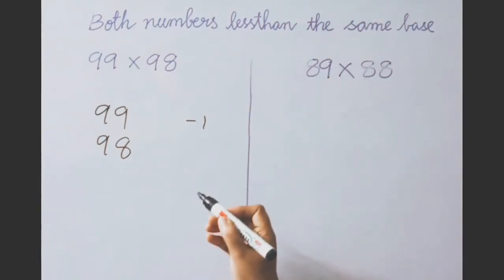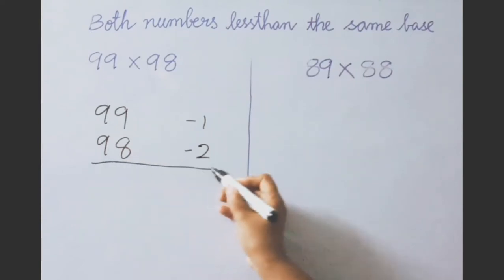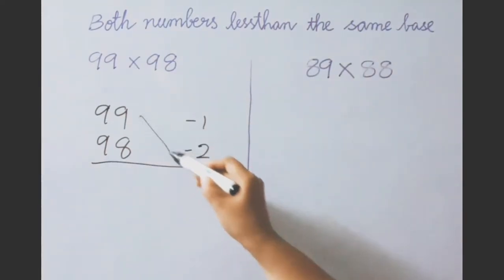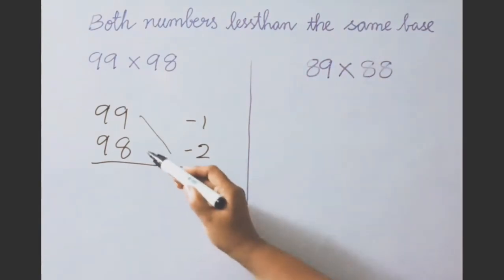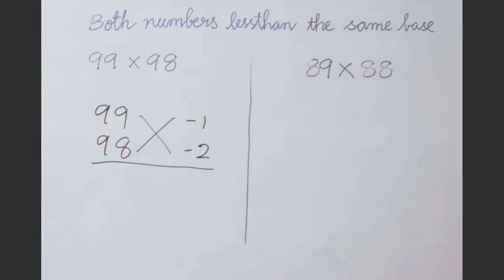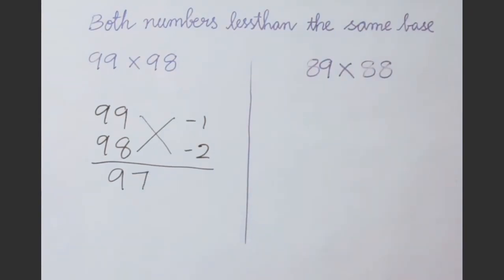98, how much is it below 100? That is minus 2. So first step, cross subtraction. 99 minus 2 is 97, or 98 minus 1 is also 97. Anyway, if we do subtraction, we get the same answer. So 97 is the first part of the answer.